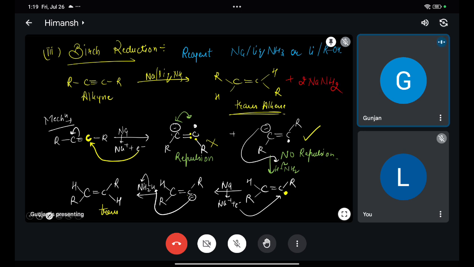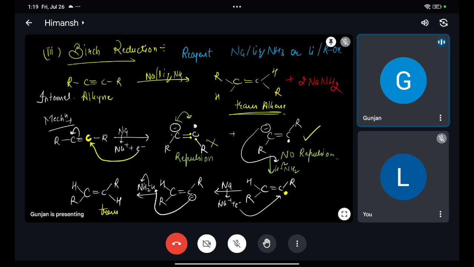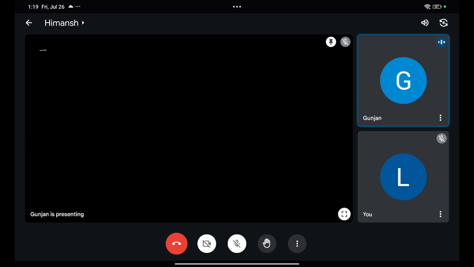Got it or no? Yes, ma'am, got it. So this is the internal alkynes. Internal means the triple bond is on internal carbons. Right? Any problem, Himansh, so far? No problem.